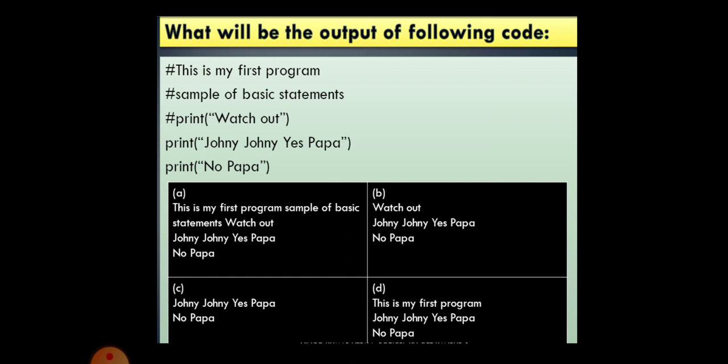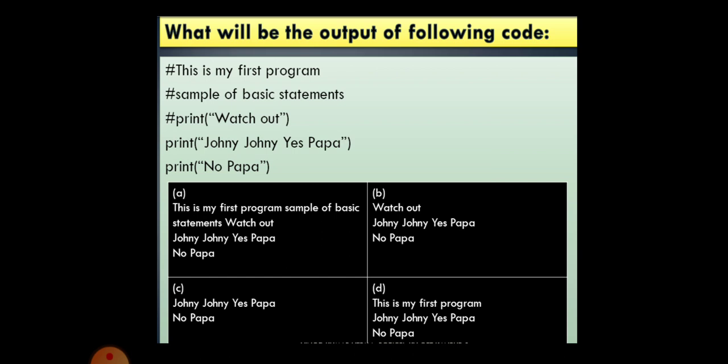What will be the output of the following code? This is my first program, a sample of basic statements. Print "Johnny, Johnny, yes Papa" within double quotes. Print "no Papa". So what will be the correct output? Can you assume what will be the output of the following code?